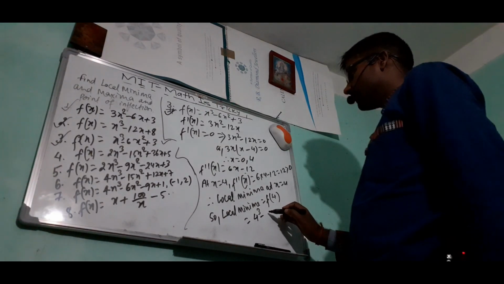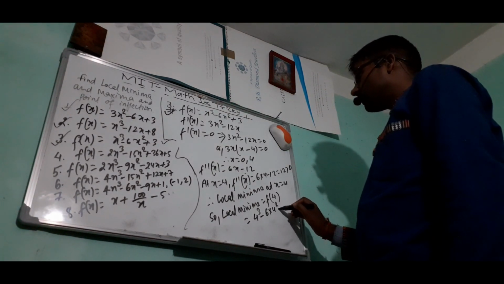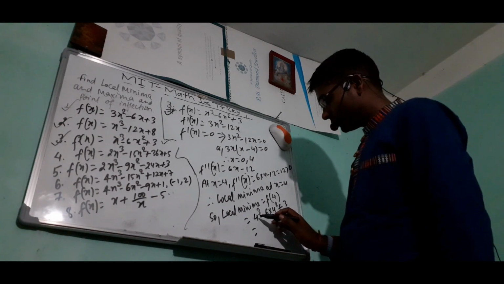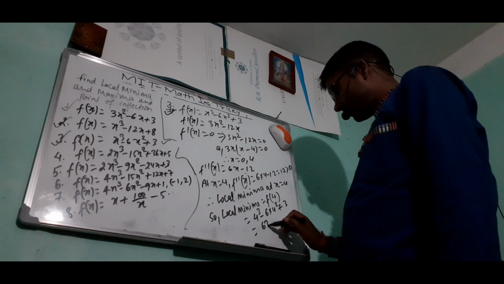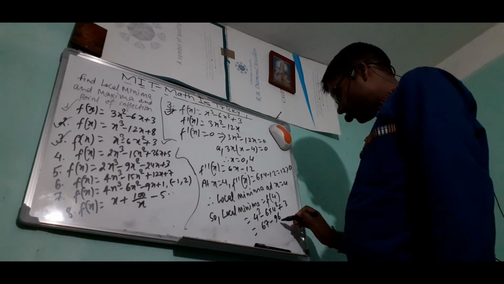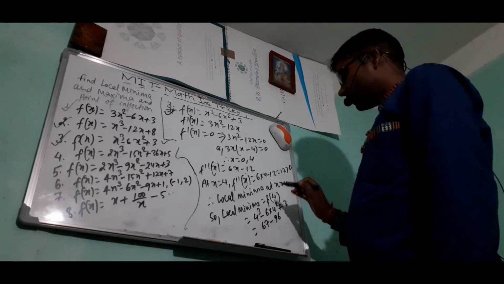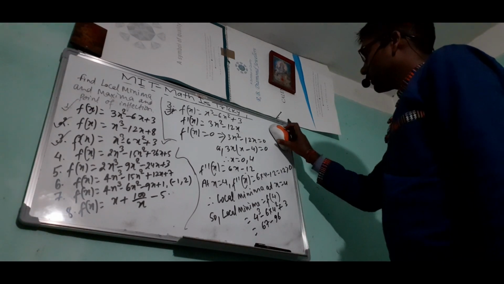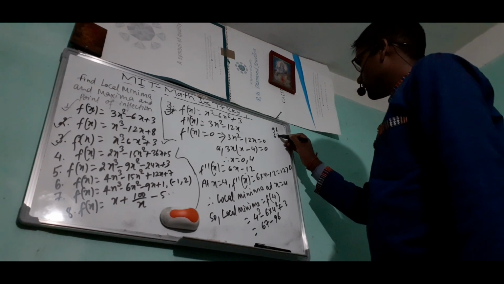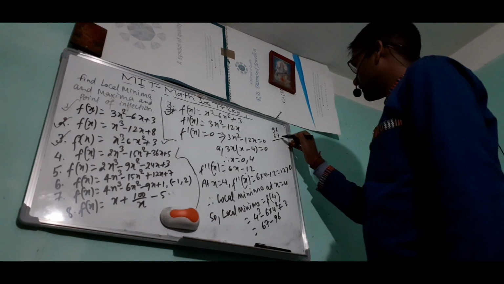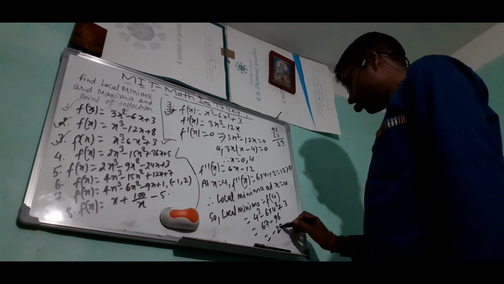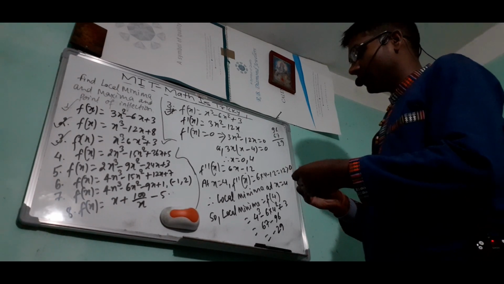Put in x equals 4: 4 cube minus 6 into 4 square plus 3. 4 cube is 64, so 67 minus 96. Let's subtract: 96 minus 67, which is 29, so minus 29. This is our local minima.